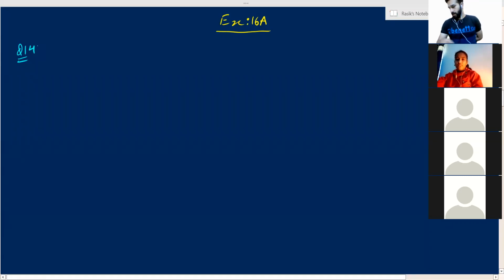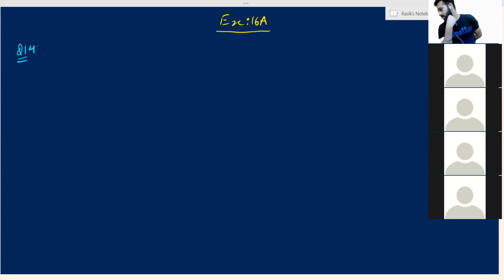So question 14. Here it is given in question 14 that if the corresponding angles of two triangles are equal, then are they always congruent? क्या वो हमेशा congruent होंगे?